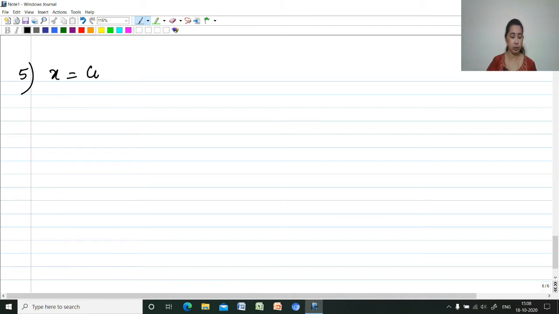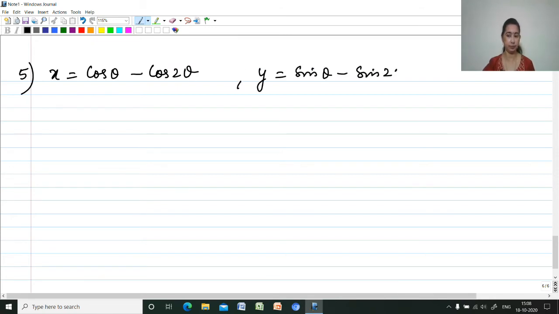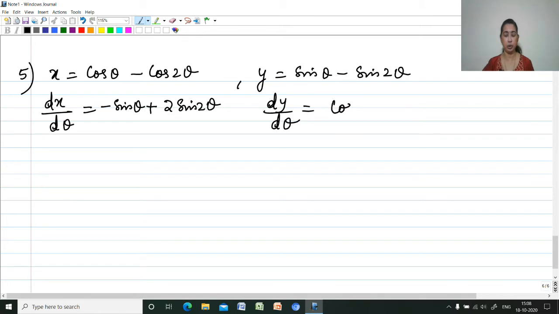X equal to cos theta minus cos 2 theta and y equal to sin theta minus sin 2 theta. Here it is given in parameter theta. So we have to differentiate with respect to theta. So dx by d theta is equal to minus sin theta minus 2 sin, derivative of cos is minus sin, so here it becomes plus 2 sin 2 theta, and dy by d theta is equal to cos theta minus 2 cos 2 theta.